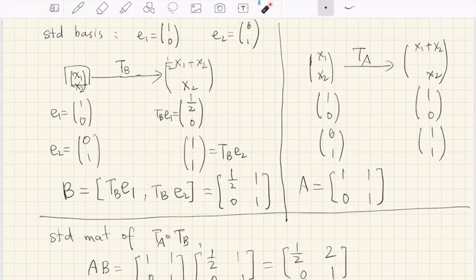This is all about the composition of linear transformations, and the only message that we want to deliver is that the standard matrix of the composition of two linear transformations is indeed the multiplication of the standard matrices coming from each linear transformation.